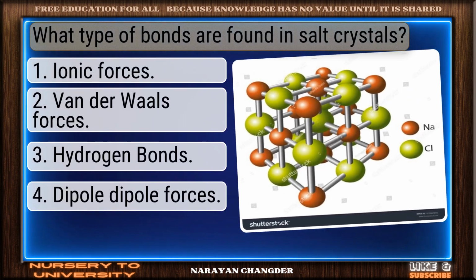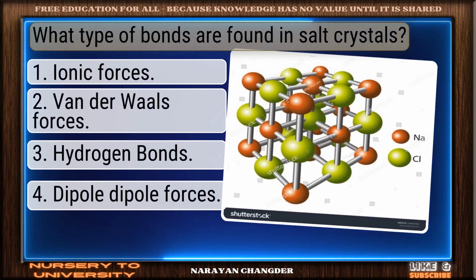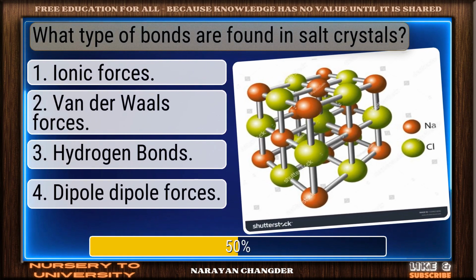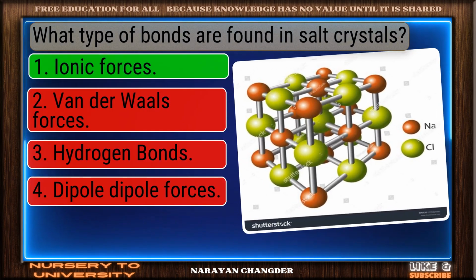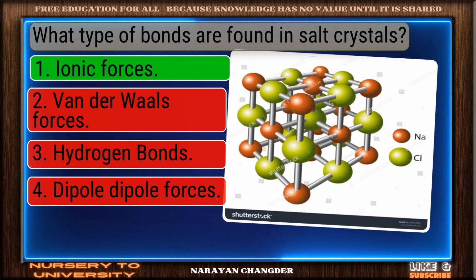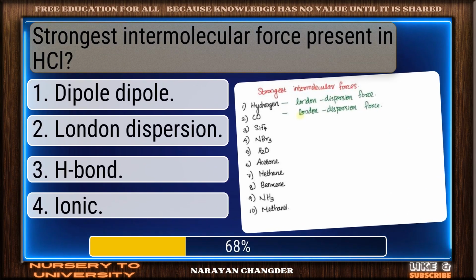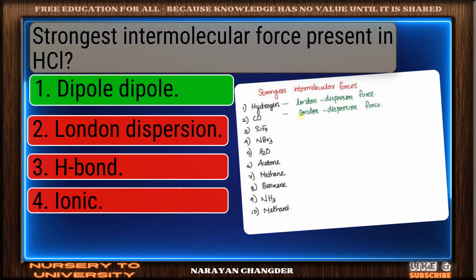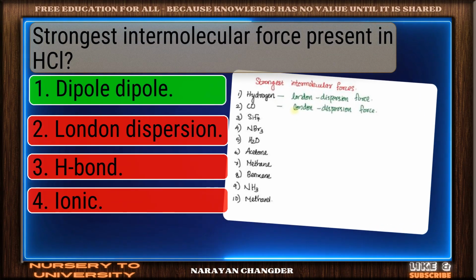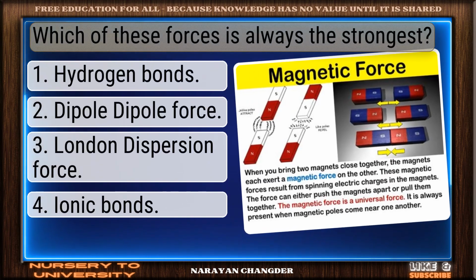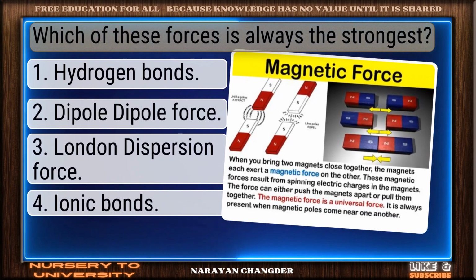What type of bonds are found in salt crystals? Right again. Ionic forces is a valid answer. Strongest intermolecular force present in alkyl halides. Valid point. Dipole-dipole is true. Which of these forces is always the strongest?